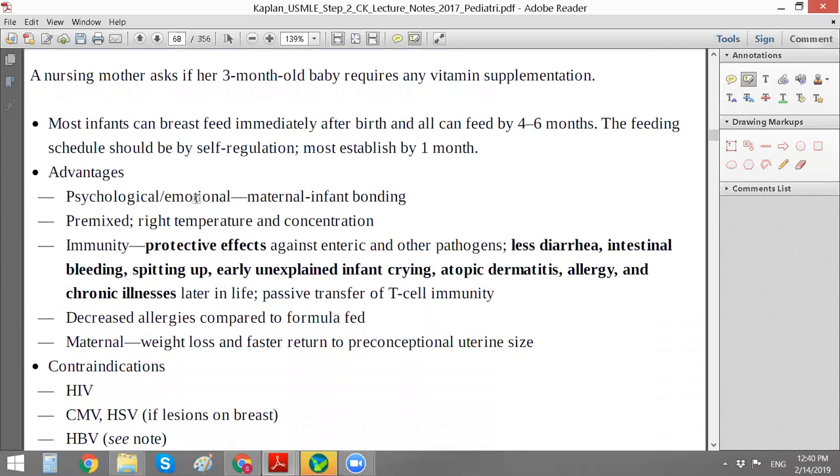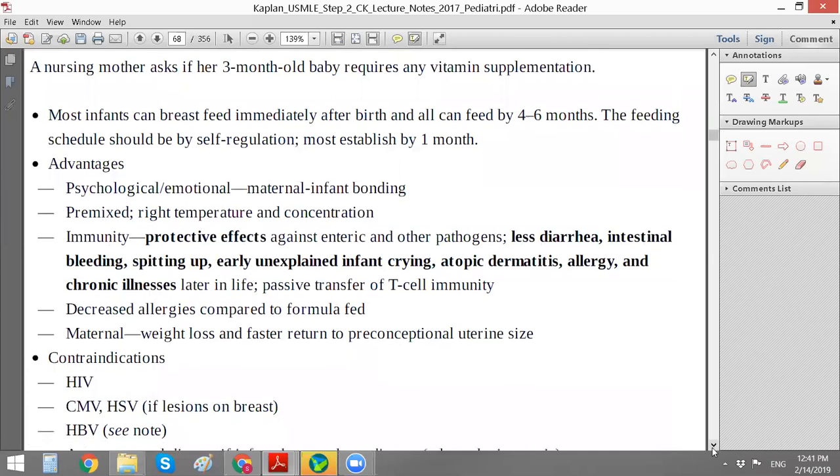Advantages: psychological, emotional, maternal-infant bonding, pre-mixed, right temperature and concentration. It's cheap. It has immunity, protective effects against enteric and other pathogens, less diarrhea, intestinal bleeding, spitting up, early unexplained infant crying, atopic dermatitis, allergy, chronic illnesses later in life, passive transfer of T-cell immunity, decreased allergies, maternal weight loss, faster return to preconception uterine size.